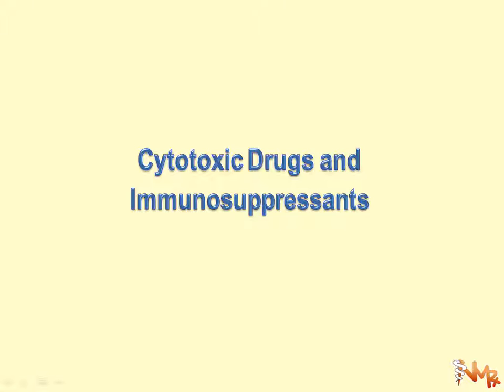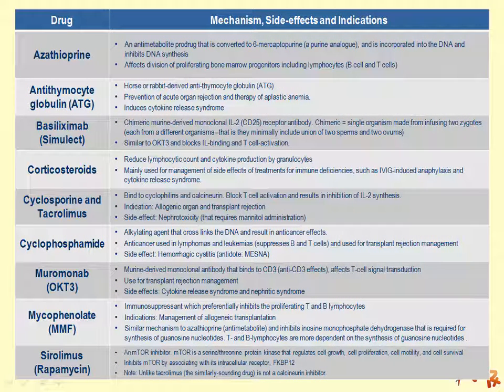Let us cover cytotoxic drugs and immunosuppressants. I have a very high yield table for you. I have selected the must-know drugs, and then I'm showing the mechanism, side effects, and indications on the right column. Let's start with azathioprine. This is an anti-metabolite prodrug that is converted in the body to 6-mercaptopurine, which is a purine analog. It is incorporated into DNA and inhibits the DNA synthesis.